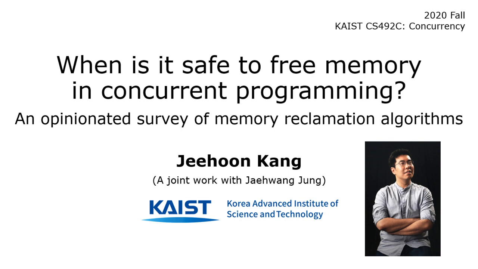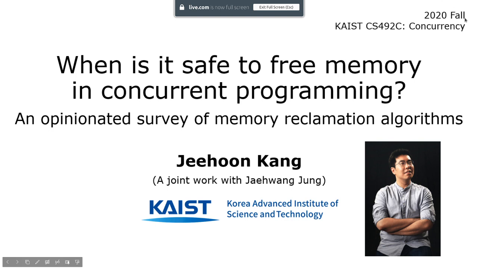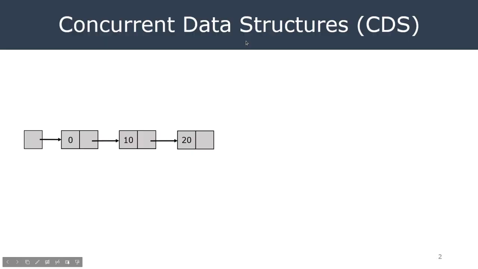Okay, now, first things first. Let me start with the concurrent data structures in general. So this is a linked list. You already know this linked list well, and there's a head pointer, and the head pointer is pointing to the first node, and the first node is pointing to the second node, and on and on.